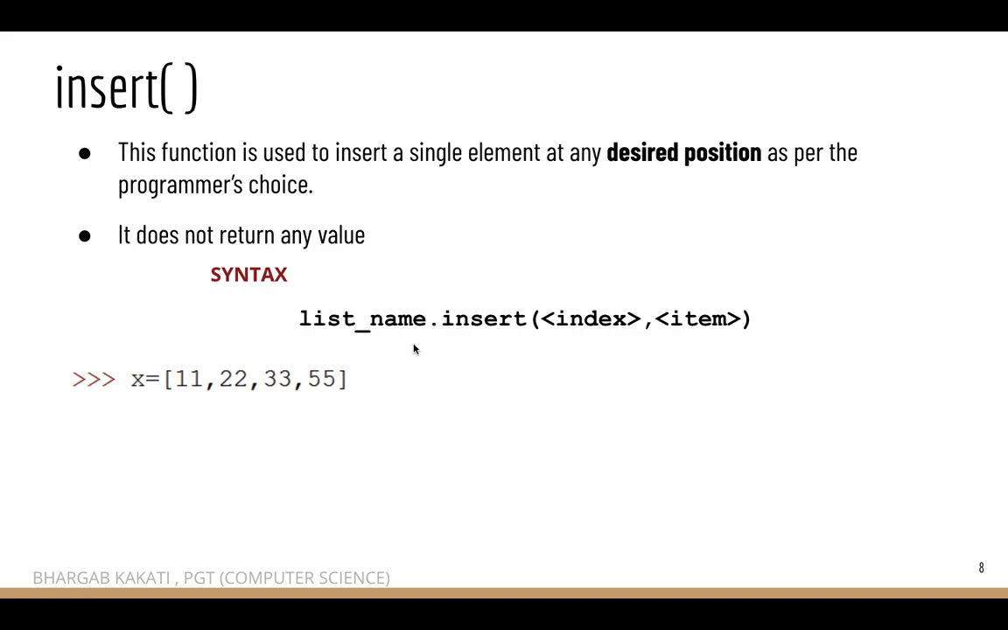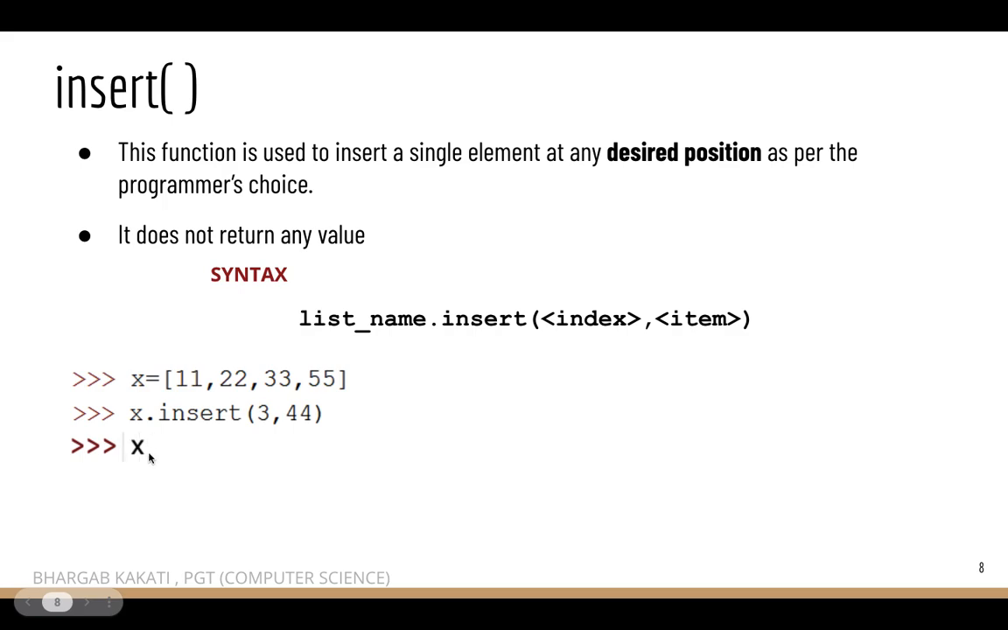Pay attention to this syntax which says list name. What is the list name where I want to insert the new element? It is X dot insert. Then within brackets, what do I need to do? I need to specify the index. At which position do I want the new element? I want it at the index 3, comma, item. What is the item that I want to insert? It is 44. So let's insert 44.